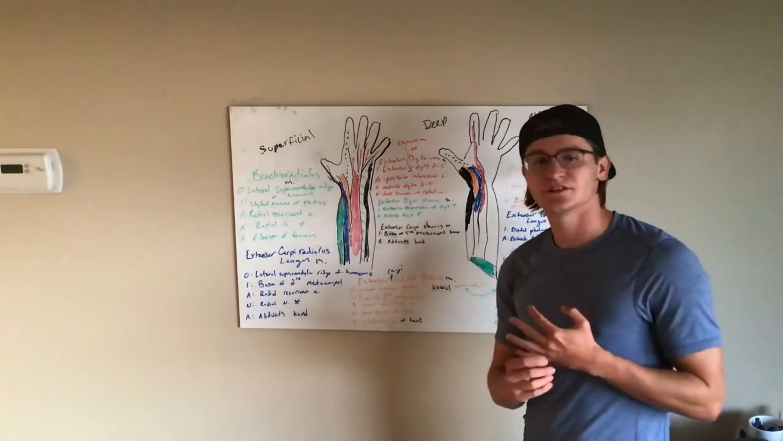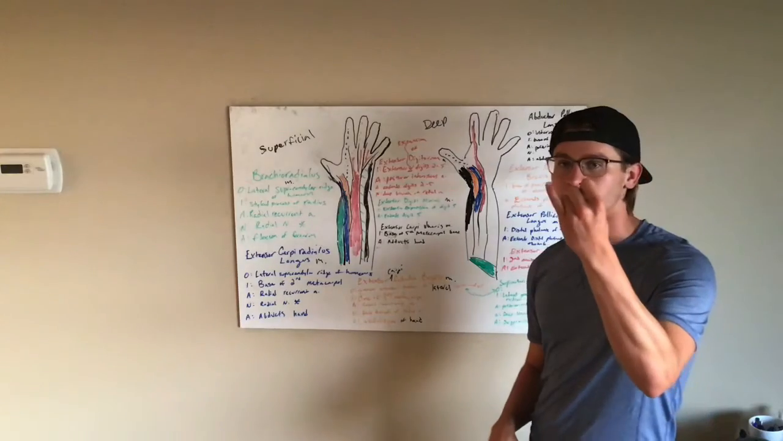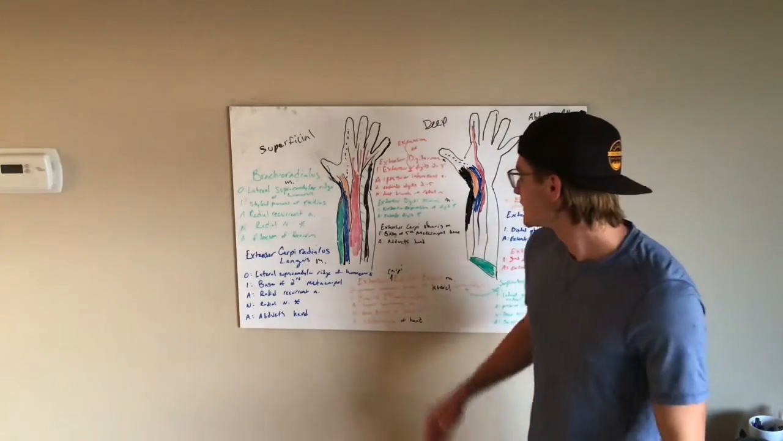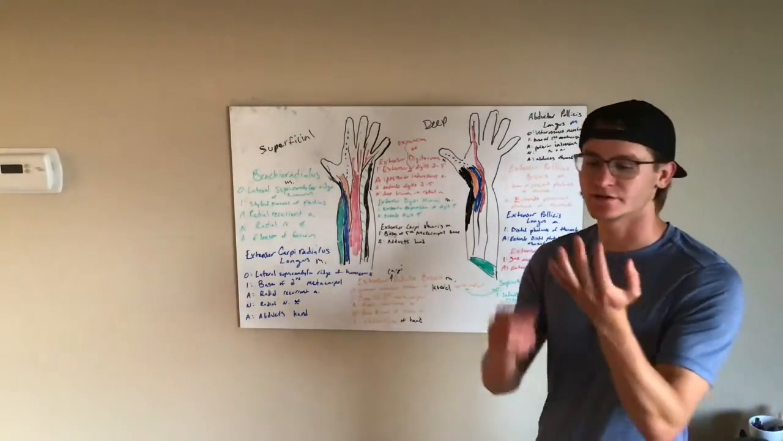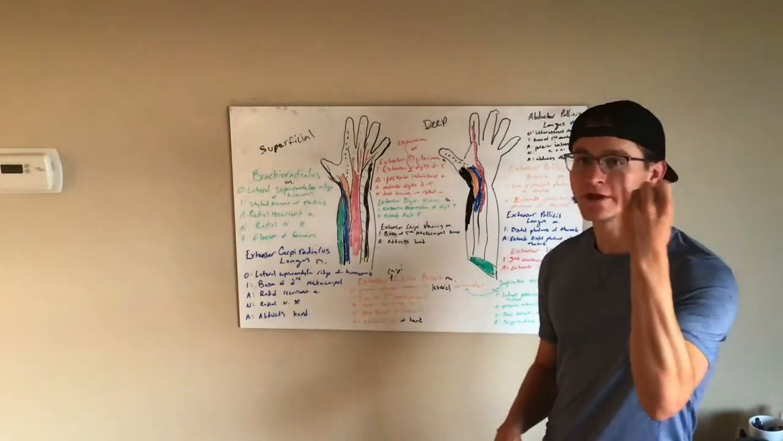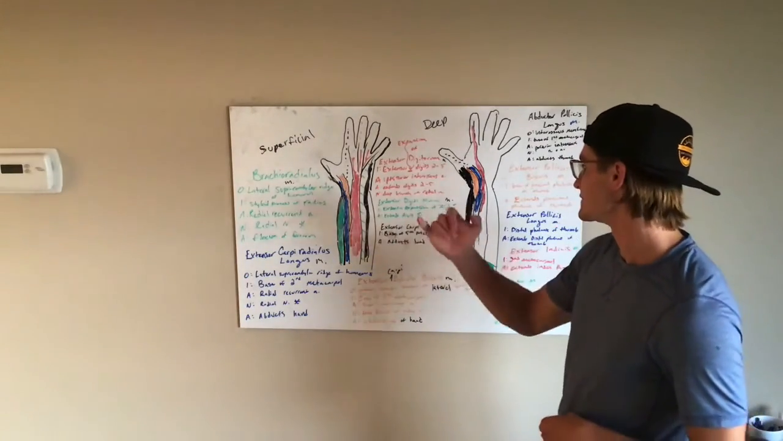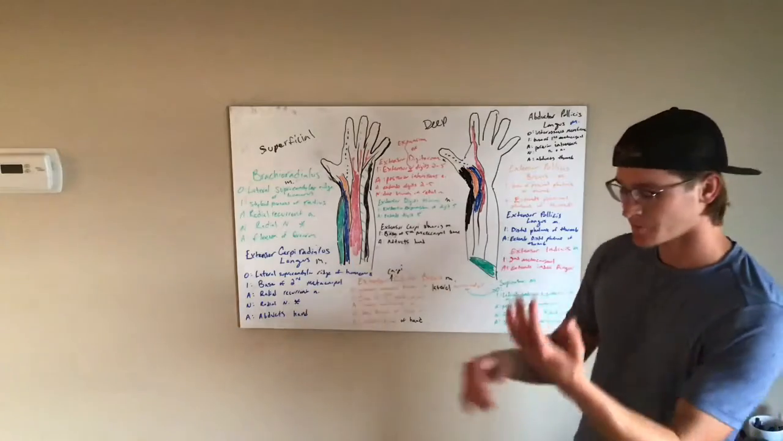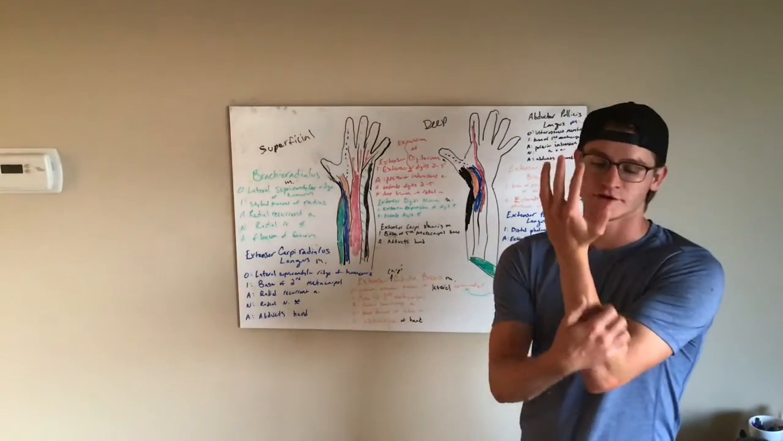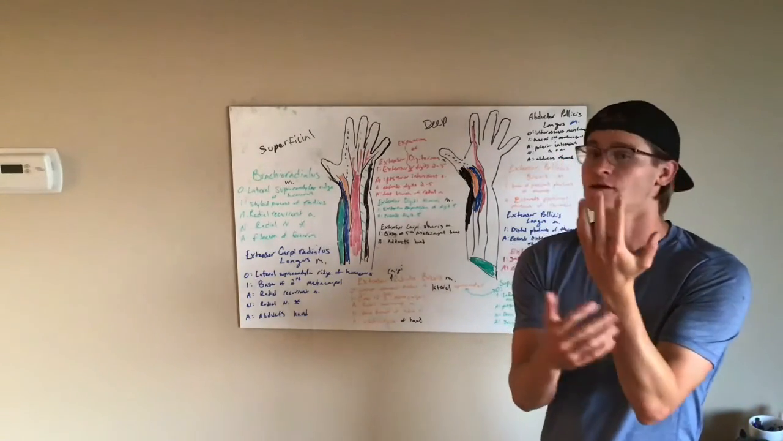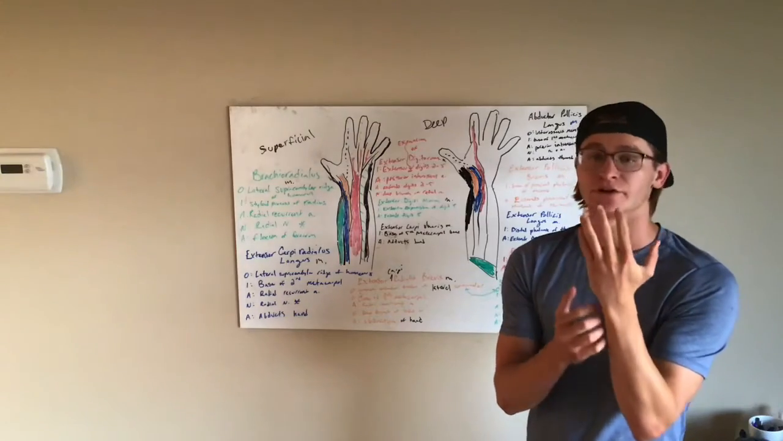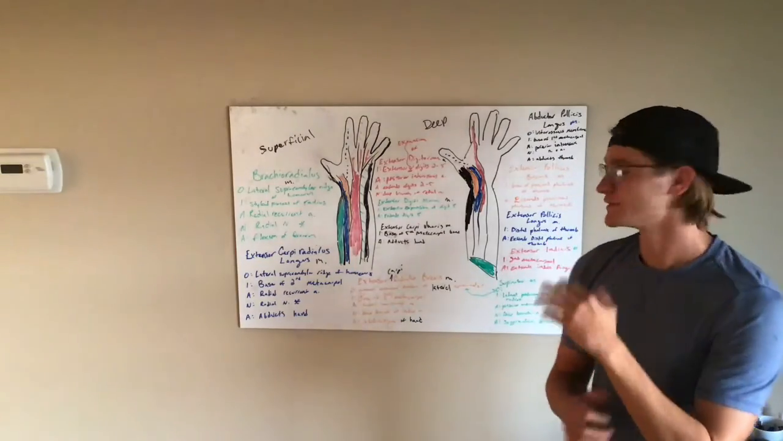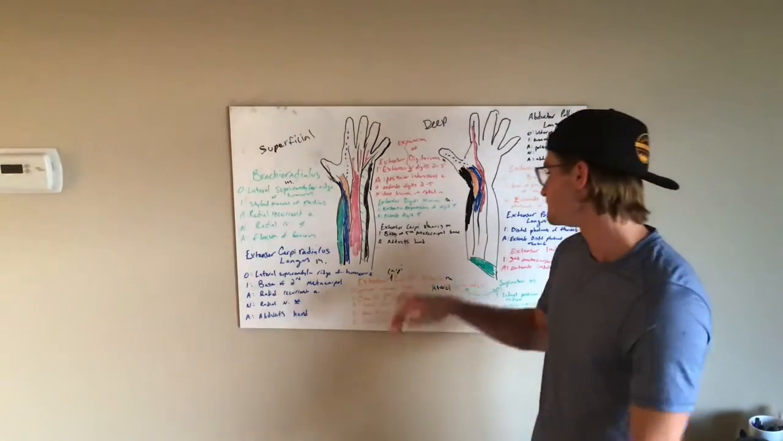And the extensor digiti minimi is going to be the extensor for our pinky. So it's kind of cool. Digiti minimi just means the small digit, the small phalange. And it's an extensor. Extensor carpi ulnaris. So we had our extensor carpi radialis longus, radialis brevis. Now we have our extensor carpi ulnaris. So that's on the ulnar side.